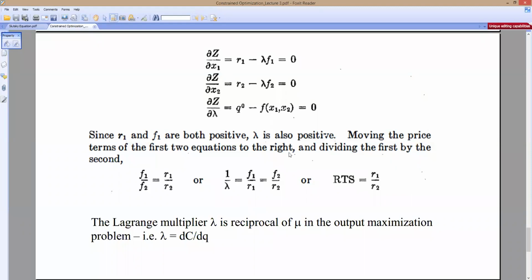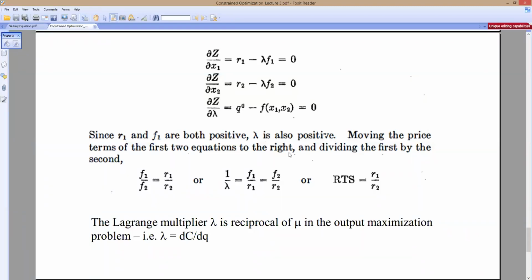Ma'am, what will be the economic interpretation of 1 by lambda? Is it the same as mu? The economic interpretation of lambda will be the additional price of input if we change the output by 1 unit or something like that. So how do we write the interpretation here? The reciprocal of the Lagrange multiplier is equivalent to the rupee worth of. The same thing you will write. You will just write reciprocal of the Lagrange multiplier.